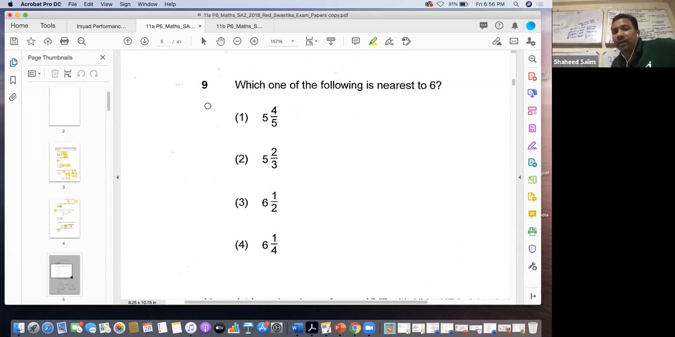Why don't you find the same denominator? Just take, maybe you can use what number? 60. You can use 60 as the denominator. Then you can see.